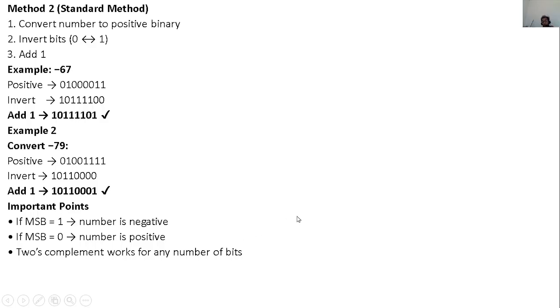So 2's complement works for any number of bits. For example, even if we have 4 bits, if we take the leftmost bit as the negative, it will work for that as well.